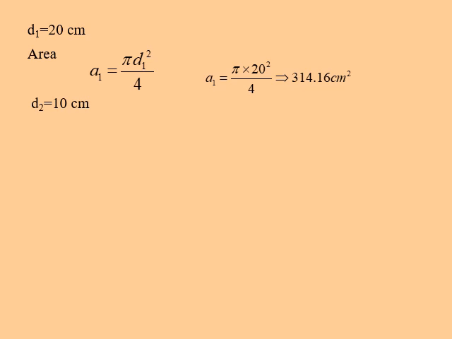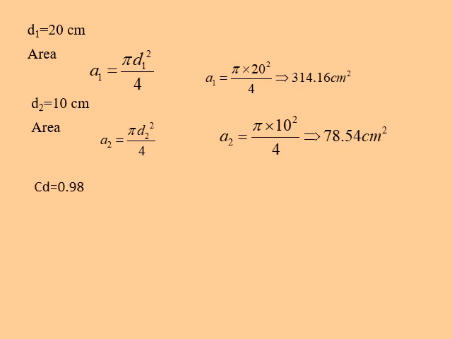Diameter of the throat, that is D2, is equals to 10 centimeter. Here also the area is calculated, and the throat area is 78.54 centimeter square. Then the coefficient of discharge CD is equals to 0.98.